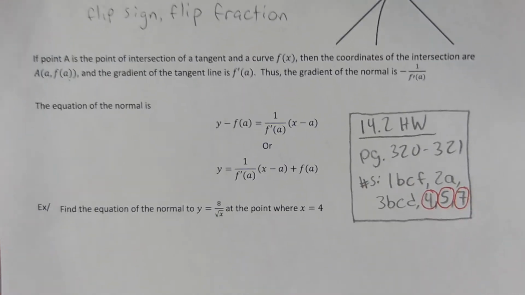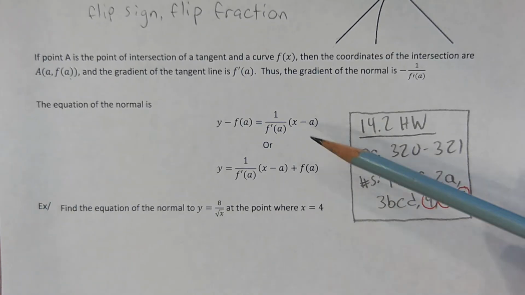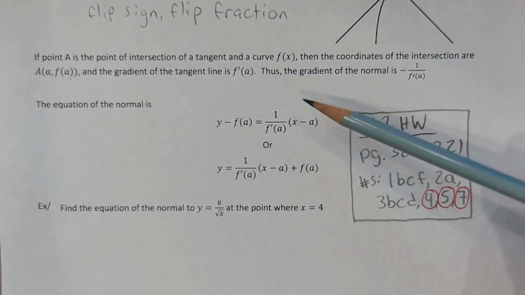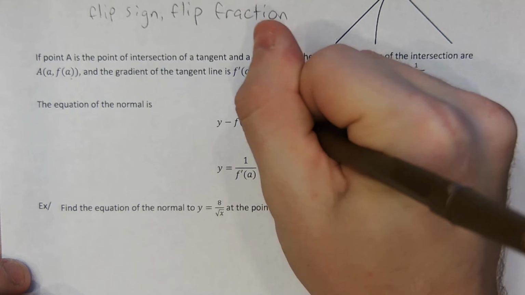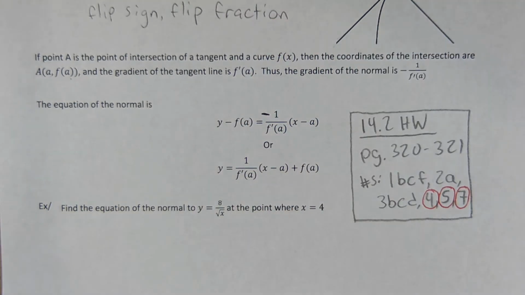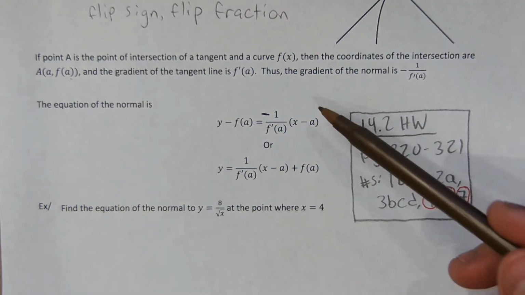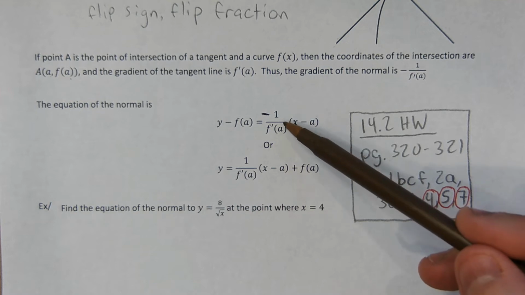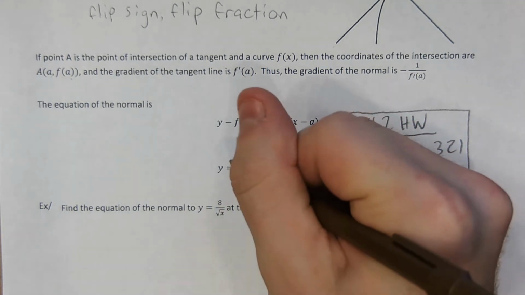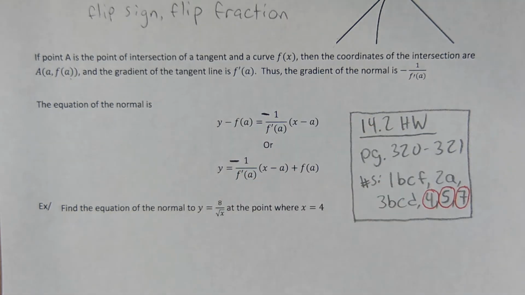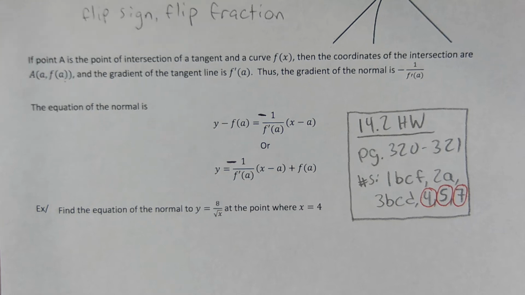So when you use your point slope form, you get the exact same thing that we had in the last notes, but instead of having f prime of a here, I have -1 over f prime of a. Major typo, I was missing my negative sign. Sorry about that, folks. Flip the sign, flip the fraction, and there should have been a big minus sign in front of this one as well. There we go. Sorry about that. Okay, jump right into the examples.